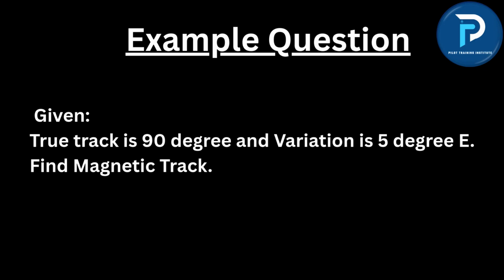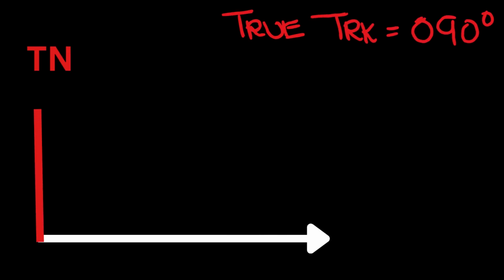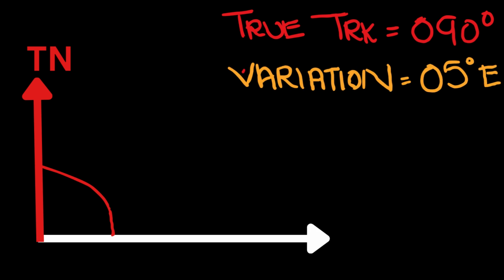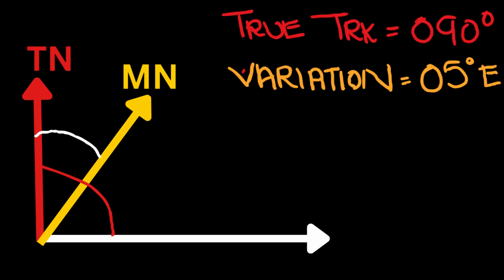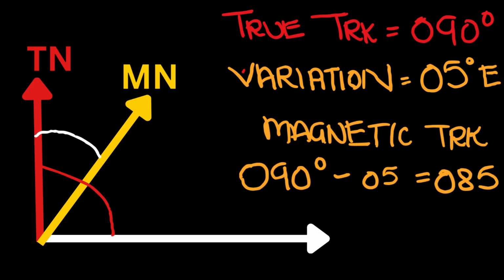Now, let us discuss a DGCA sample question. Here we have a true track of 090 with a variation as 5 degrees east. Remember? East is least and west is best. So simply subtract 5 degrees from 90 and you got 85 as your magnetic track. Easy, right? Now let's solve another question.